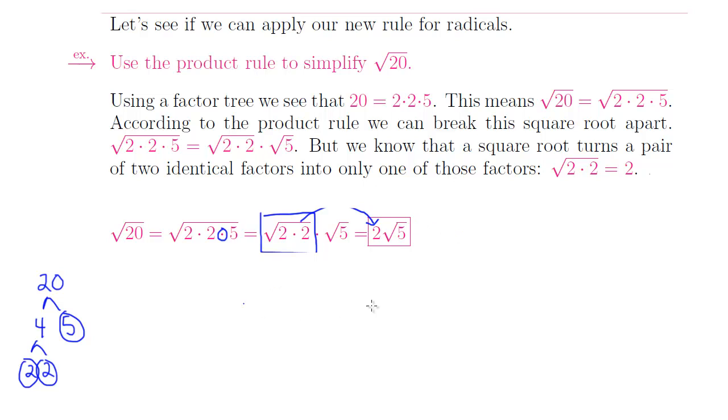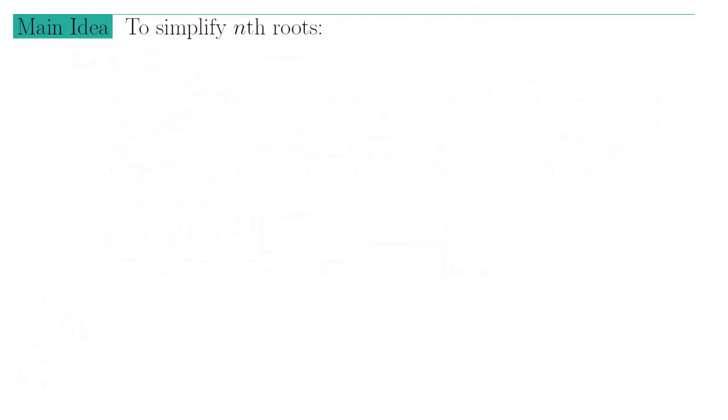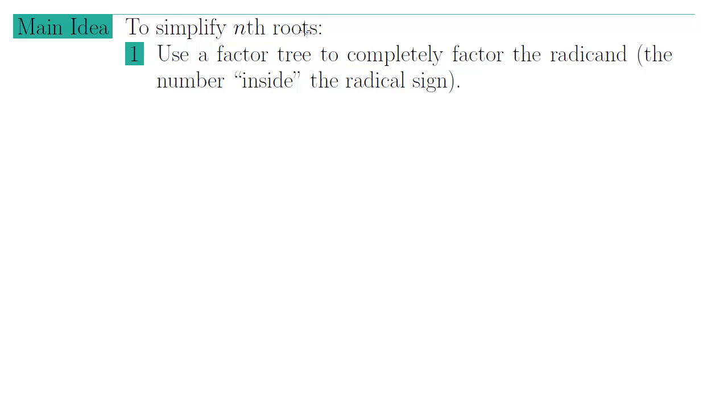Let's try to sum up this process in our main idea so we can apply it to any radical expression. Let's condense our process for simplifying radicals into the least amount of steps, so that it's easier to remember as we go through the class. So here's the idea. To simplify nth roots, first use a factor tree to completely factor the radicand. The radicand is the number inside the radical sign. This is what we did first when we were simplifying root 20. We first broke it down to root of 2 times 2 times 5. So that was step 1.